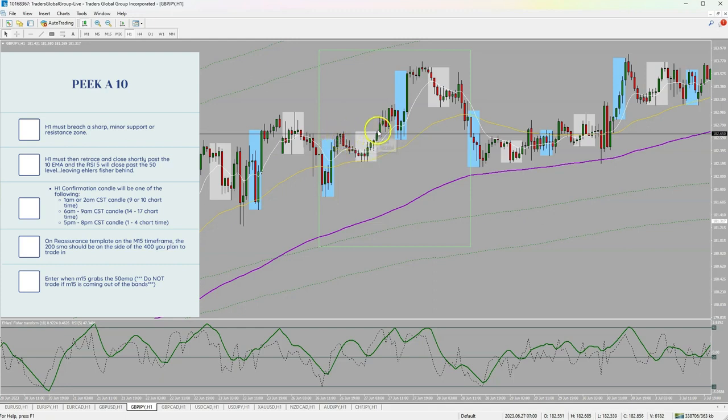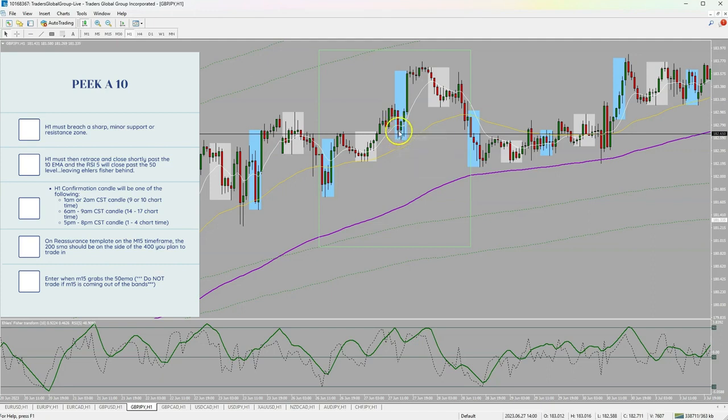Rule number two says after that happens, price is going to come down and we're going to get an H1 candle that closes just a little bit past the 10 EMA. When I say a little bit, what I mean is anything less than half of that candle body. I want less than half of the candle body peaking past that 10 EMA, but that's where the Peak of 10 comes from. The H1 candle peaks just a little bit past that 10 EMA.